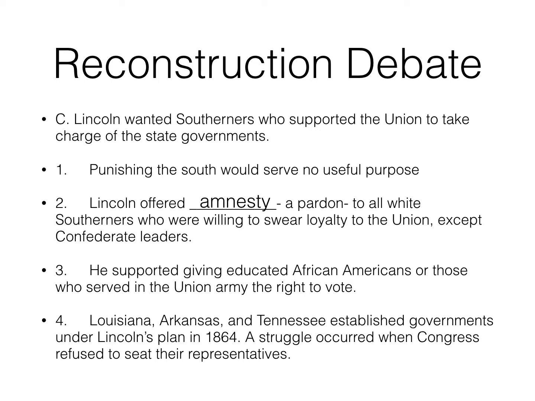Okay, so there are 3 states, Louisiana, Arkansas, and Tennessee. They actually established governments under Lincoln's plan, that 10% plan, in 1864. Now you might be wondering, or at least I hope you're wondering, how could he do that? The war wasn't over yet.